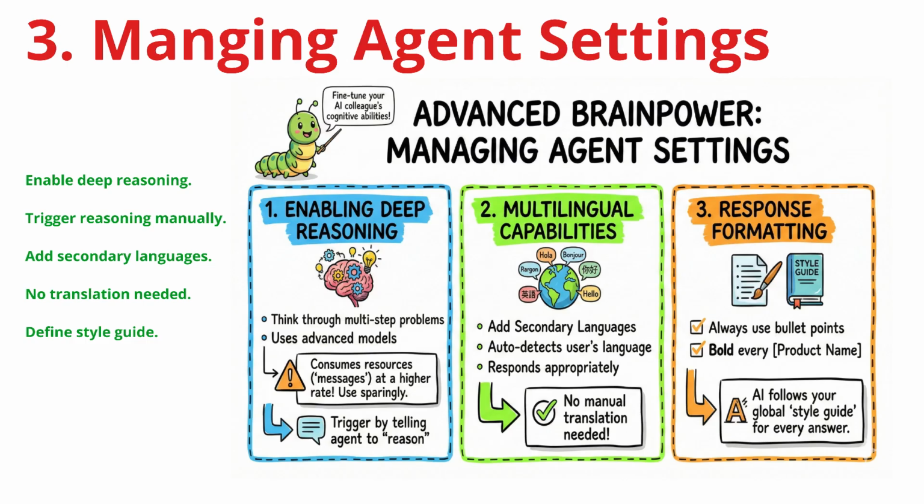Finally, we have response formatting. This lets you create a global style guide. You can ensure the agent will always use bullet points, or perhaps bold every product name. The AI then follows your specific style guide for every answer it generates.